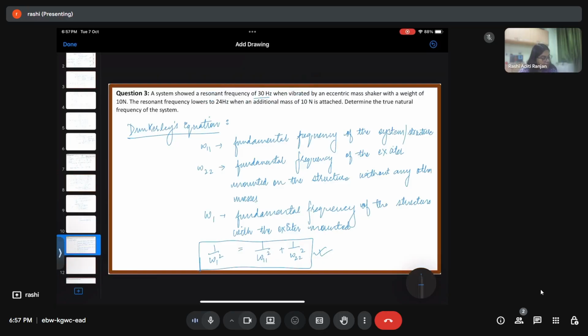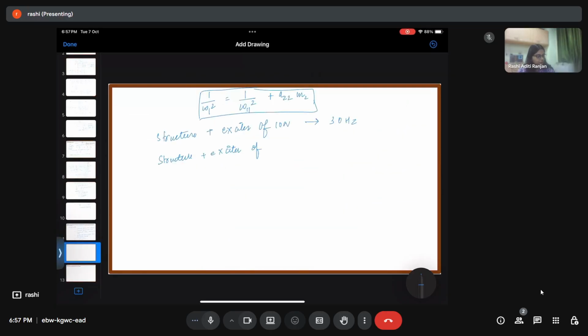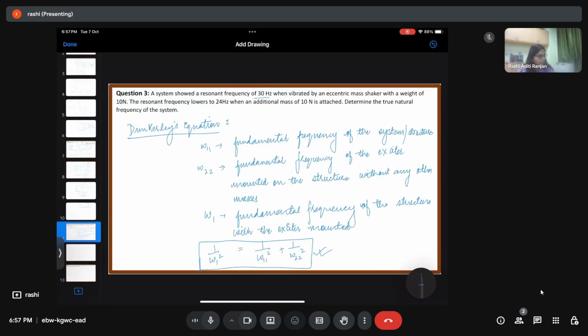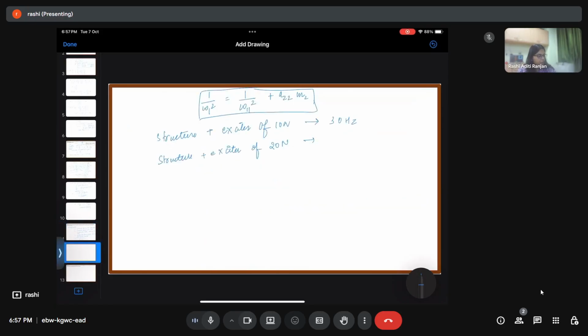then the resonant frequency lowers to 24 Hertz when an additional mass of 10 Newton is attached. Earlier it was 10 Newton and then we attached another 10, so now it becomes 20 Newton. Now it becomes 24 Hertz. I hope this is clear.